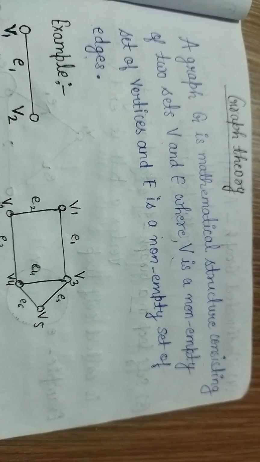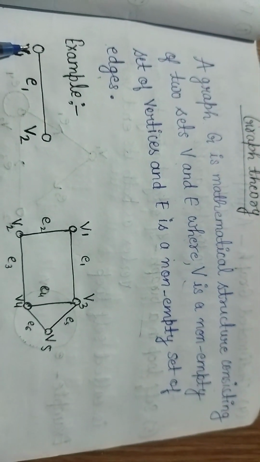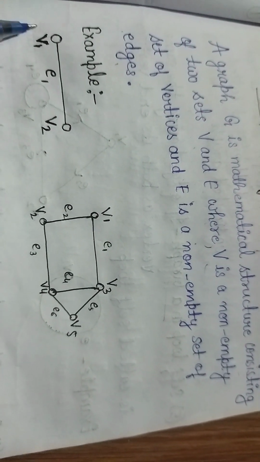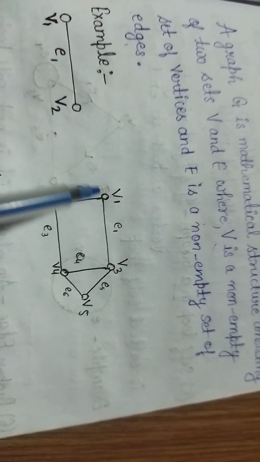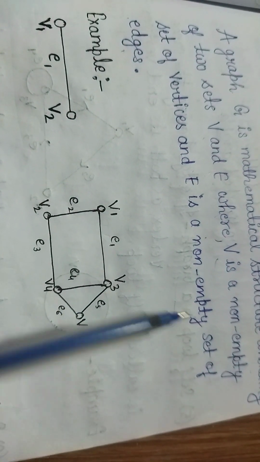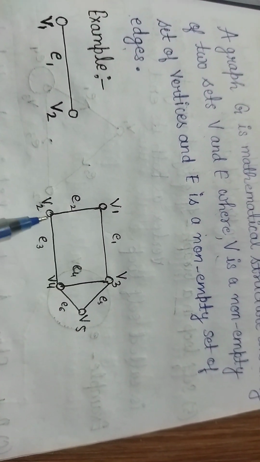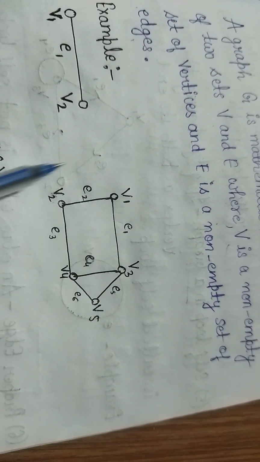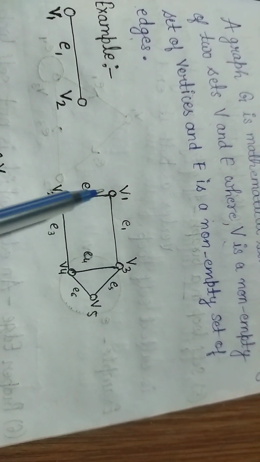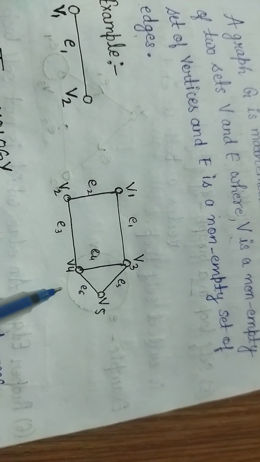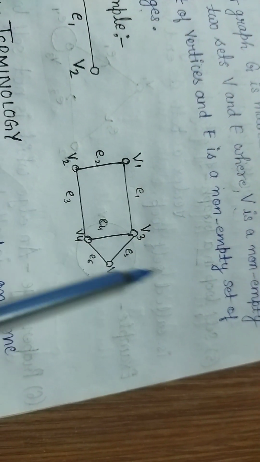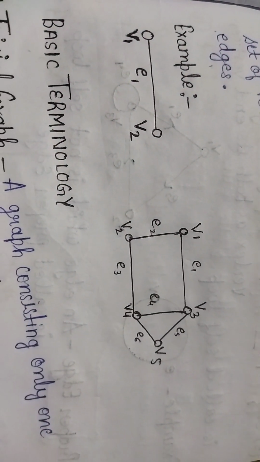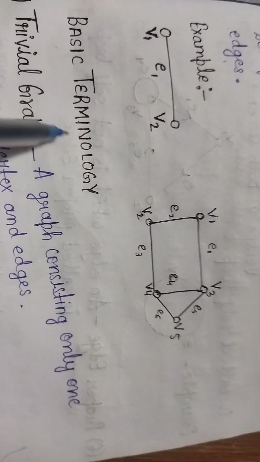For example, here the straight line is given. So V1 and V2 are two vertices and E1 is the edge. Here the closed loop is given. So V1, V2 and V3, V4, V5 are vertices and E1, E2, E3, E4, E5, E6 are edges. Now some basic terminology is given below.